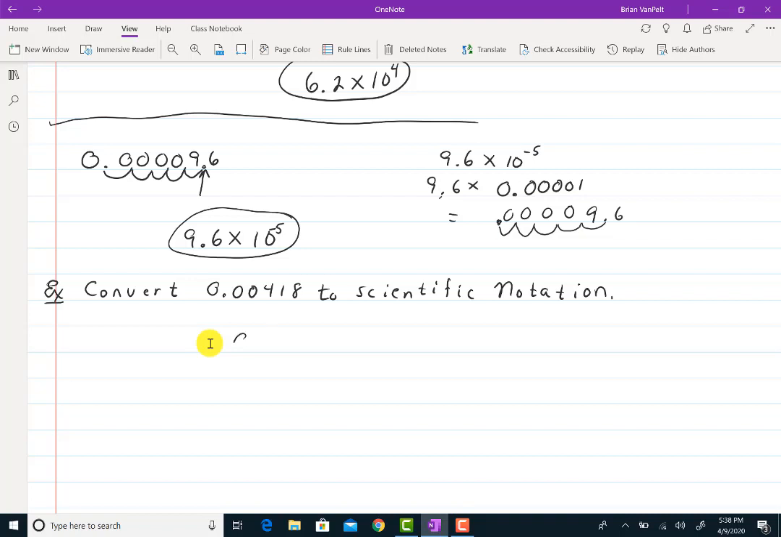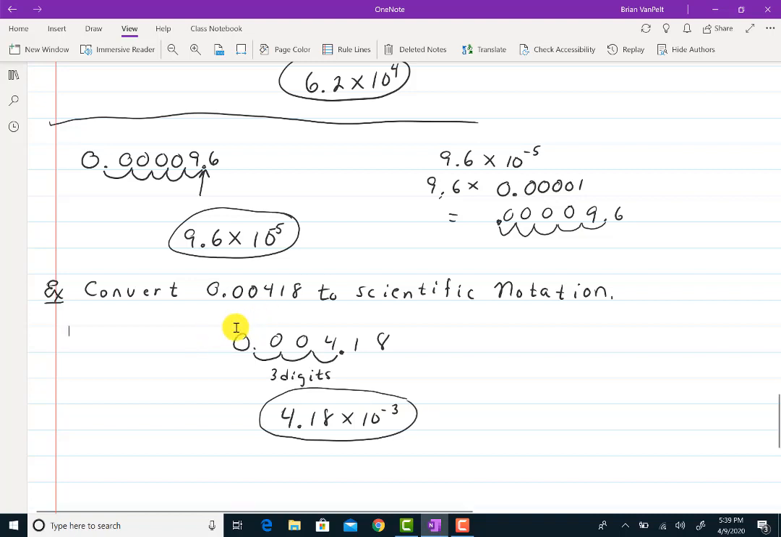So I think it's not a bad idea to space it out some to make it easier to count. The rule is you want one non-zero digit and then the rest of the digits. That means I want my new decimal place to be here. 1, 2, 3 places. So 3 digits is what I want to move. Since I move to the right, I'm going to have a negative exponent on 10. So I have 4.18 times 10 to the negative 3, since you moved 3 decimal places.